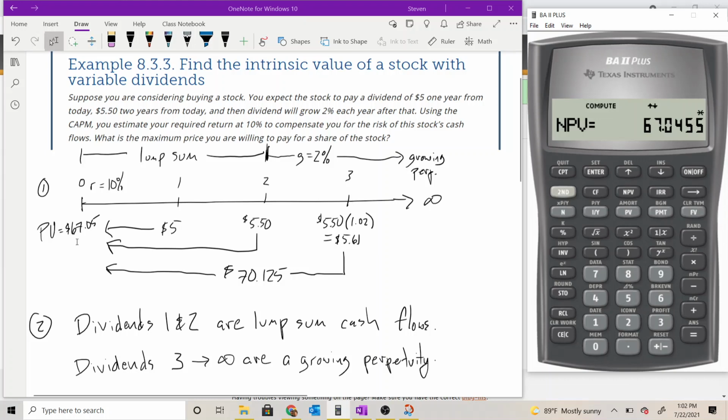If the stock were trading for anything more than $67.05, and we bought it when it was priced more than that, we would earn a return lower than 10%, which would not be enough to compensate us for risk. Right? So that's what we call the intrinsic value of the stock. That's what we get out of the dividend discount model. That's what we think it's worth, and then we go out and compare that value to what the stock is actually trading for, which again we'll do in examples coming up next.